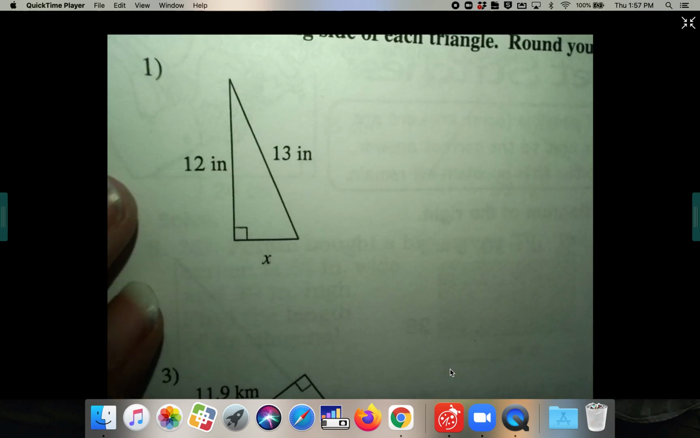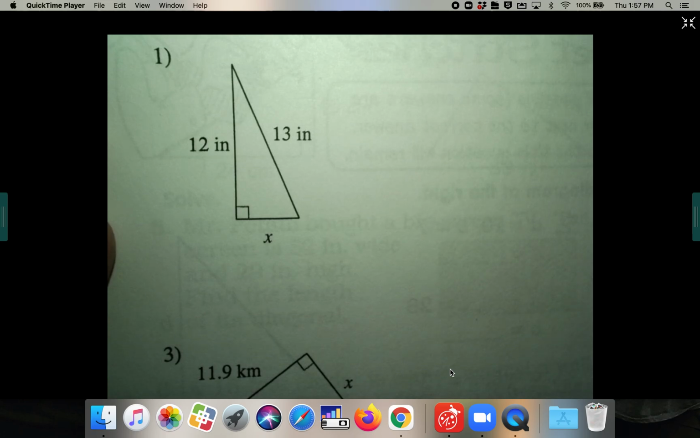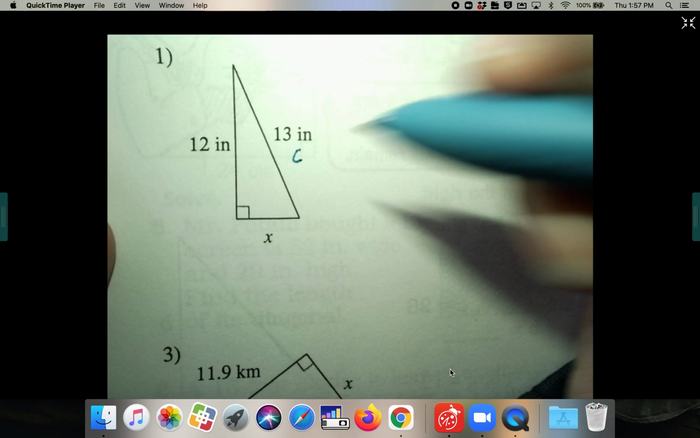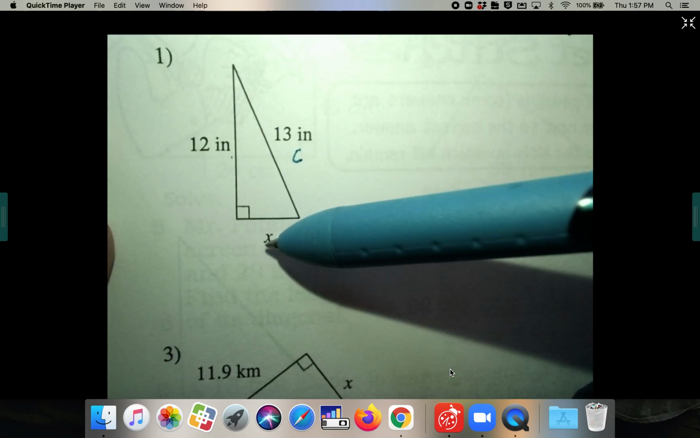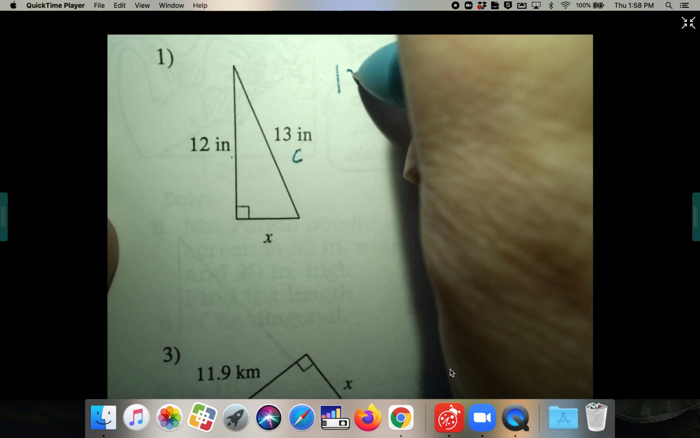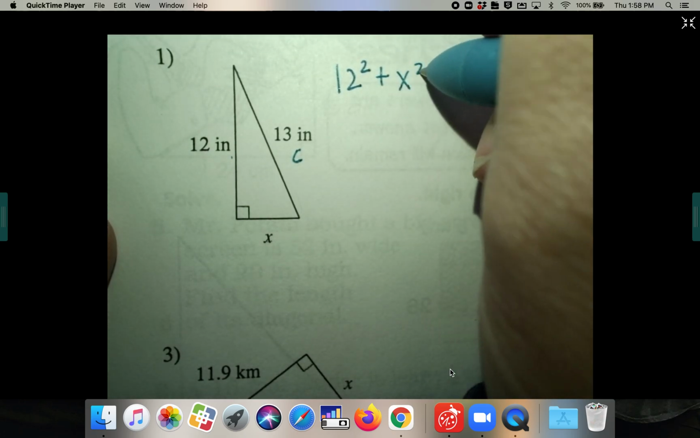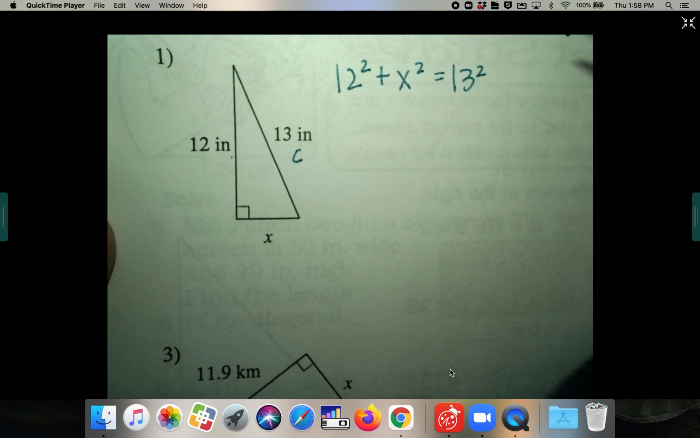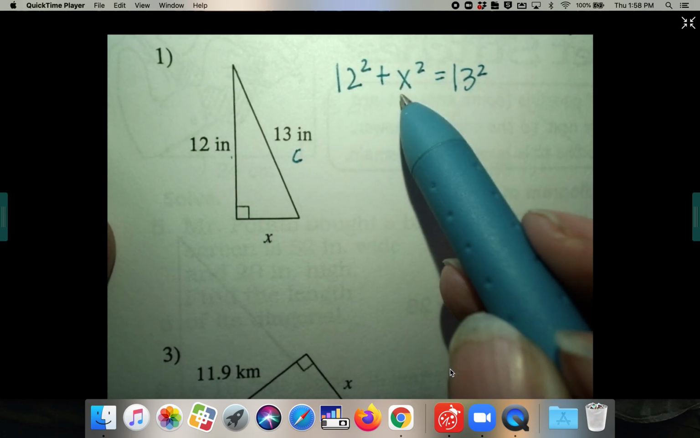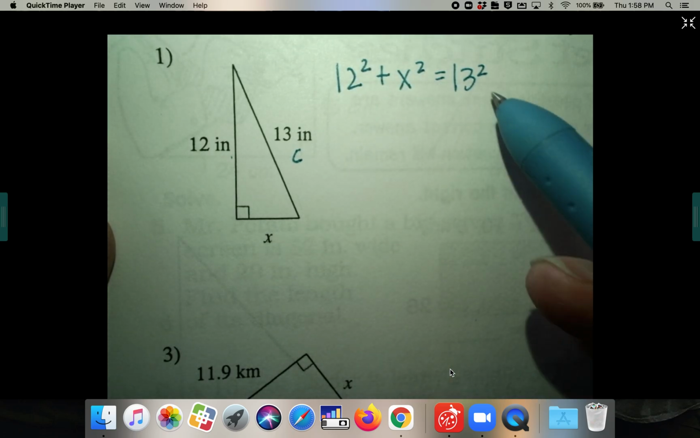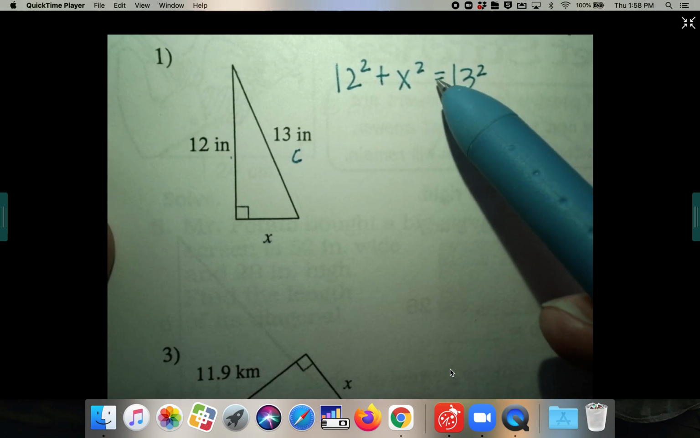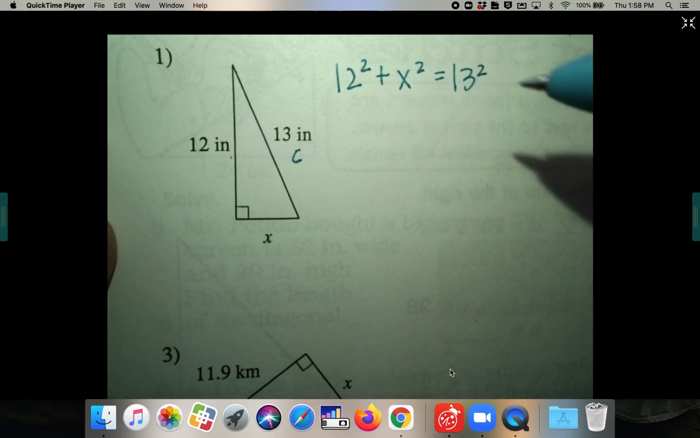So let's go back, now that you've had that quick review, and look at number 1. The long hypotenuse side has to be c. This could be a and this could be b, or vice versa, it doesn't matter. So I'm going to say 12 squared plus x squared equals 13 squared. These two don't matter because adding is the same vice versa, but the 13 squared has to be the hypotenuse, so it has to be what it is equal to.